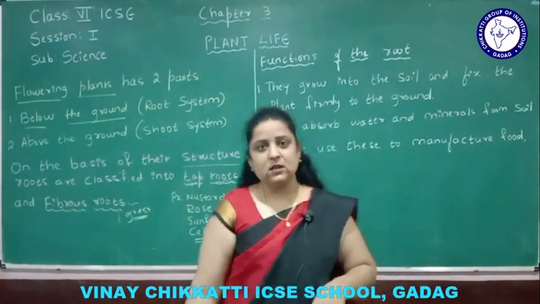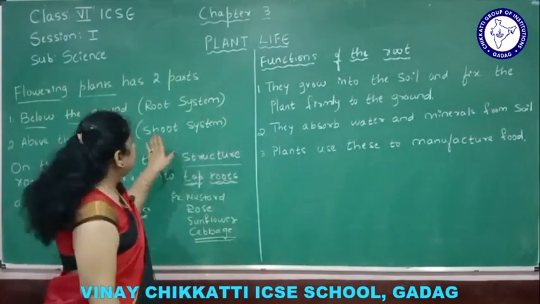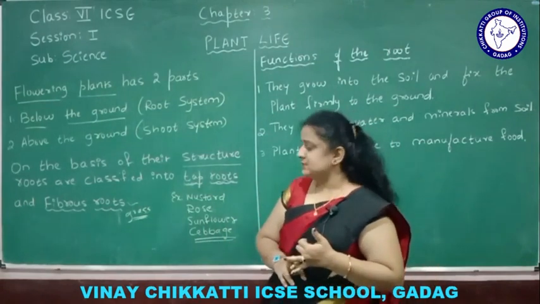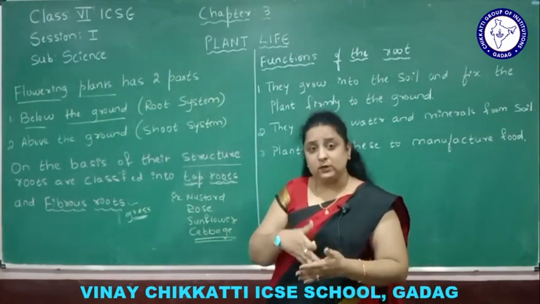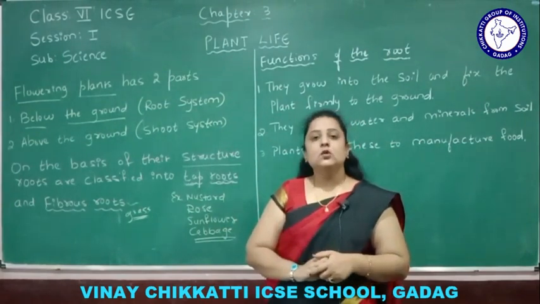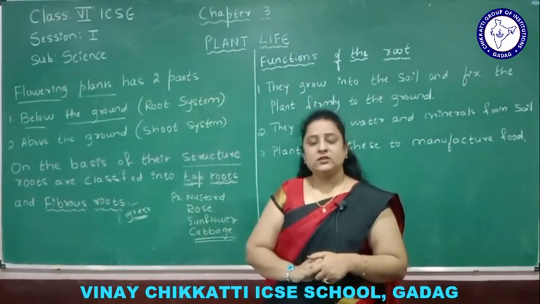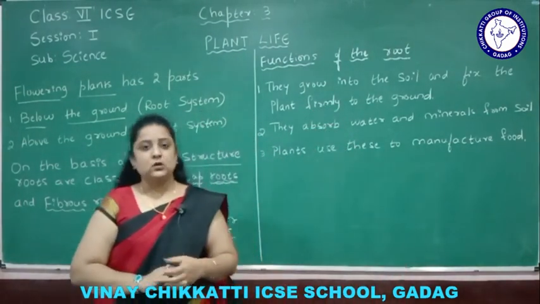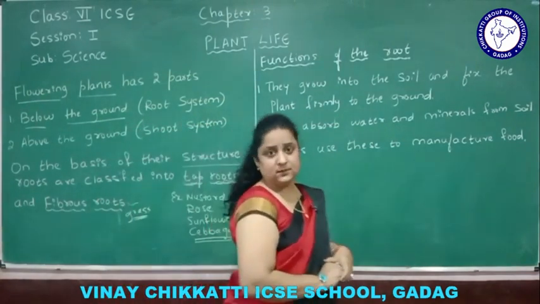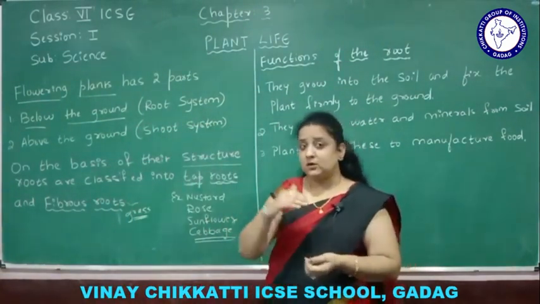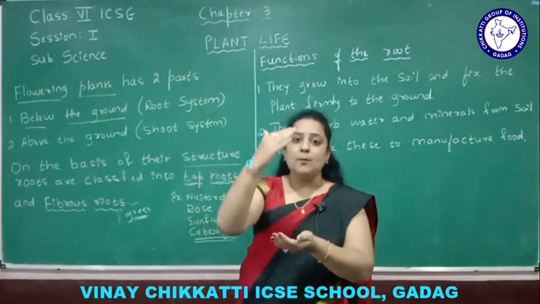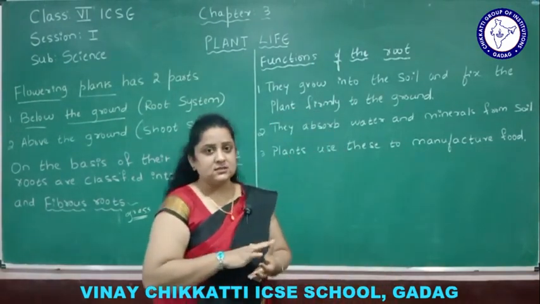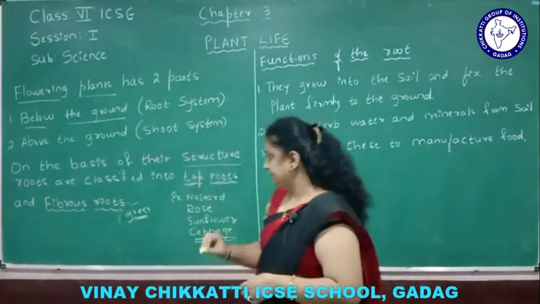So what we have discussed till now about flowering plants and types of systems. There are two systems here, root system and shoot system. The part which is present below the ground, that is in the soil, is called the root system. On the basis of their structure, roots are classified into two types, tap root and fibrous roots. Second, shoot system. The parts of flowering plants which are above the ground, that is flowers, leaves, fruits, stem, branches, all come under the shoot system.